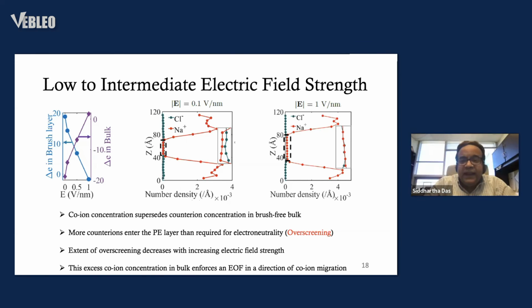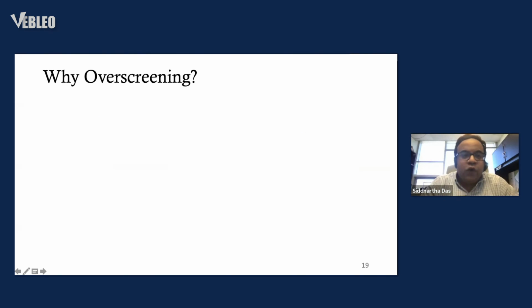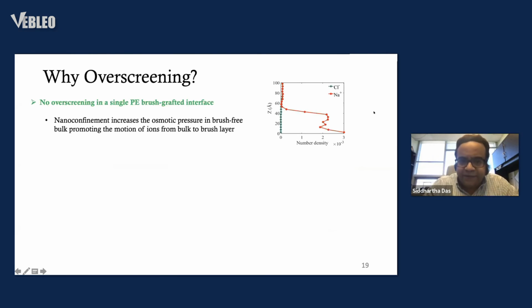However, as you increase the electric field strength, see what is happening in the rightmost picture. This difference is going down. The overscreening is no longer there. So now, why this overscreening? Let's look into this phenomenon very quickly, and that would help us understand.